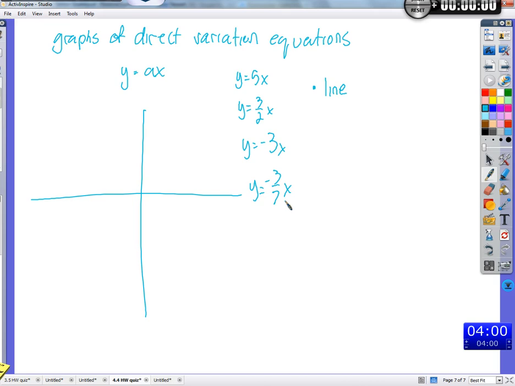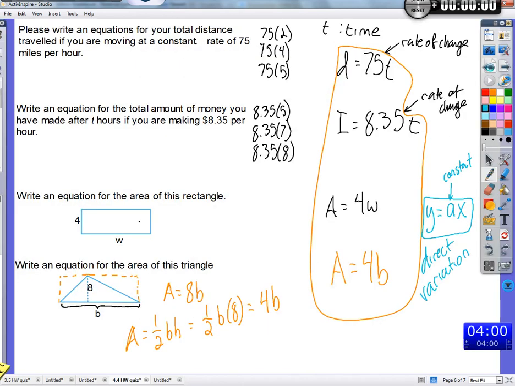Well, A is going to be a slope, right? Yes. And there's no y-intercept, so would you start from the origin? Yes. They're all going to go through where? The origin. It's going to go through 0, 0, right? We just talked about that. When you have driven for 0 hours, you'll have gone 0 distance. When you have worked for 0 hours, you'll have made 0 money. When the width is 0, you have 0 area. It's going to go through 0, 0.